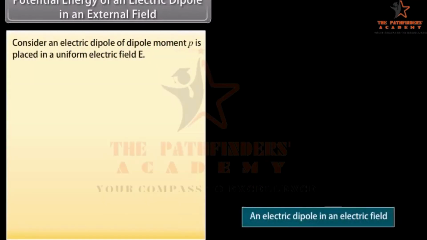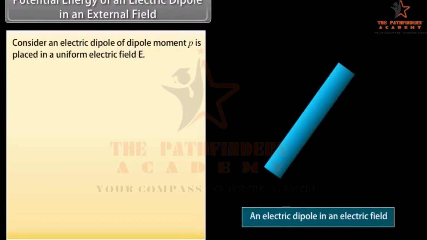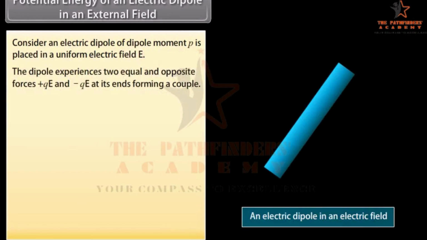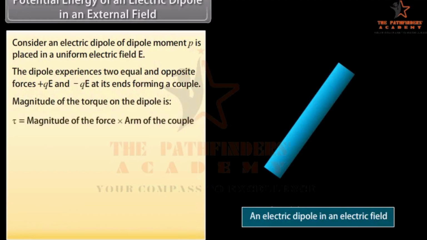Potential energy of an electric dipole in an external field. Consider an electric dipole of dipole moment P placed in a uniform electric field E. The dipole experiences 2 equal and opposite forces, plus qE and minus qE, at its ends, forming a couple. Magnitude of the torque on the dipole is equal to magnitude of the force into arm of the couple. Tau is equal to qE into 2l sin theta, which is equal to pE sin theta.